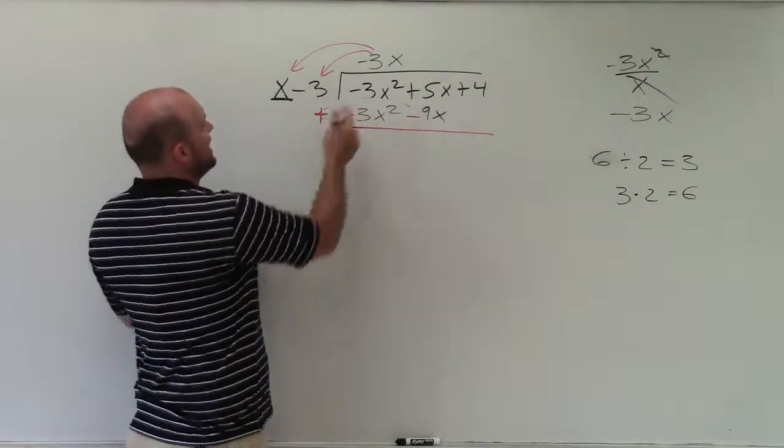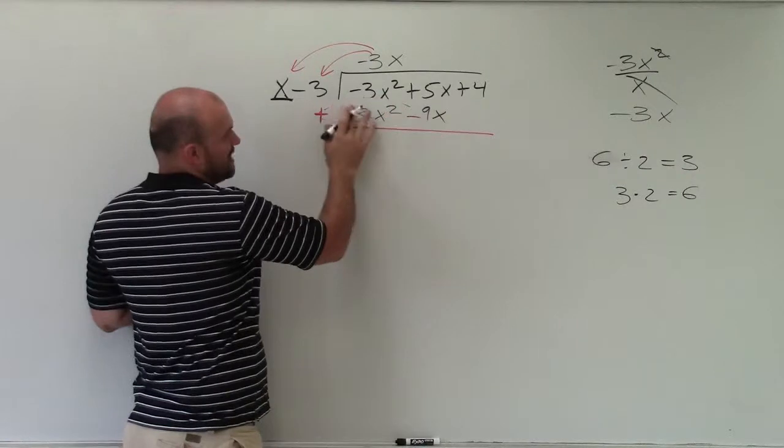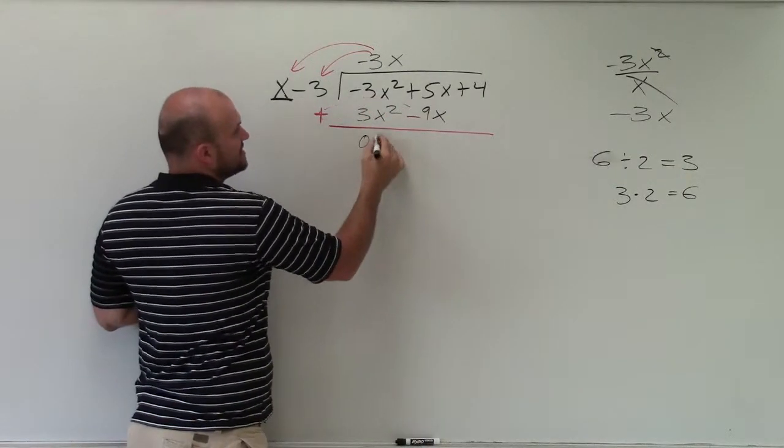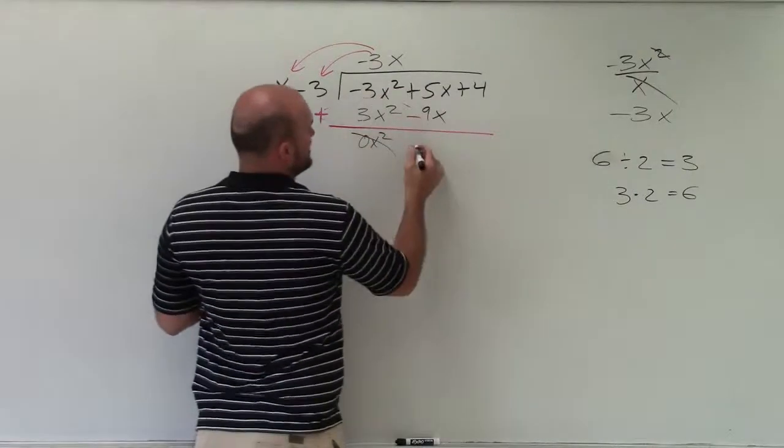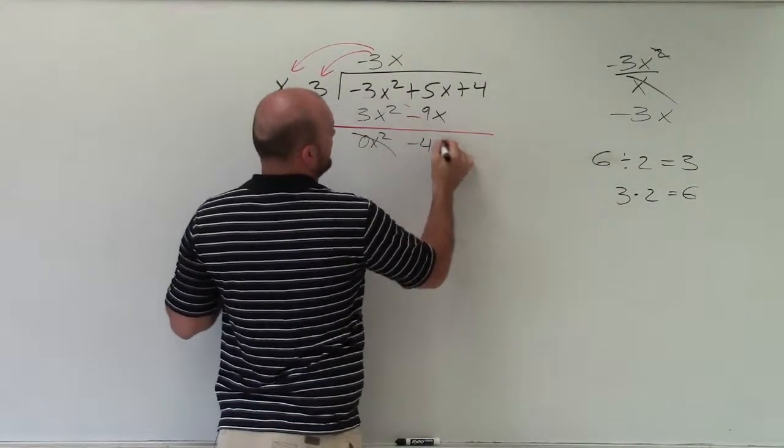So now I just do negative 3x squared plus a positive 3x squared, which I don't really need to show, is going to be 0x squared, which is just 0. 5x plus a negative 9x is a negative 4x.